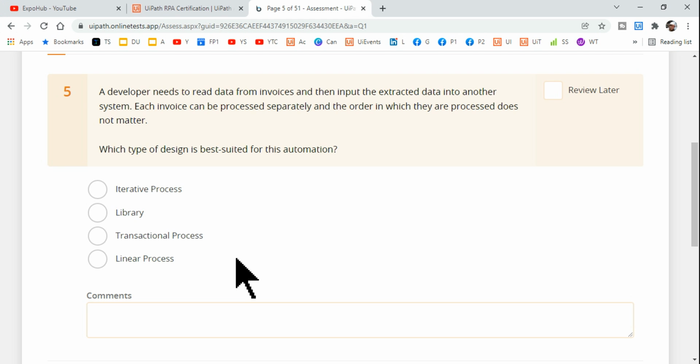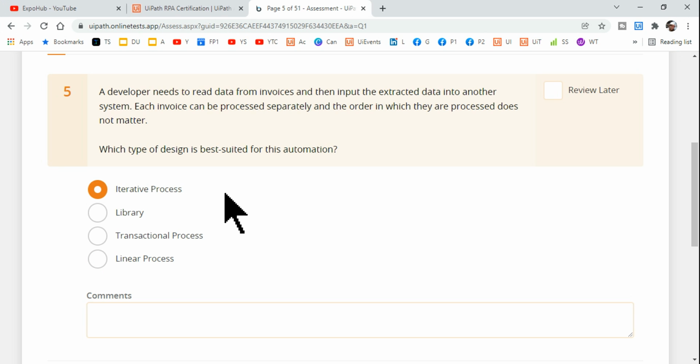What is your answer? For example, if you go with linear process, linear process means what? Only when the top activity is completed, then it will move to the next one, from top to bottom approach, right? Linear process. So we are not going to do that because here it clearly says the order does not matter. Okay. How about iterative process?